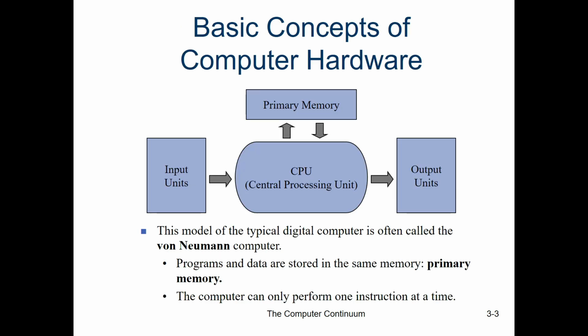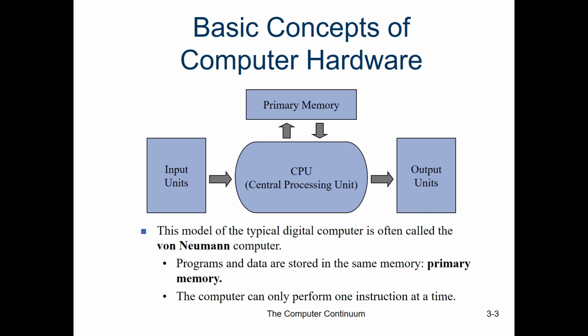All right. So this is the architecture I was talking about. It's called von Neumann architecture, named after the person who designed it. It's composed of primary memory, the central processing unit, an input unit and an output unit.